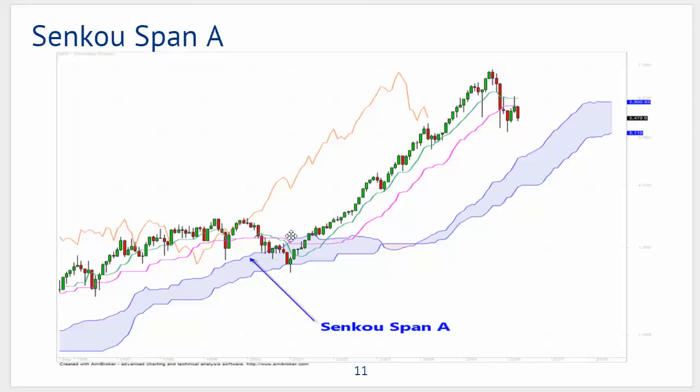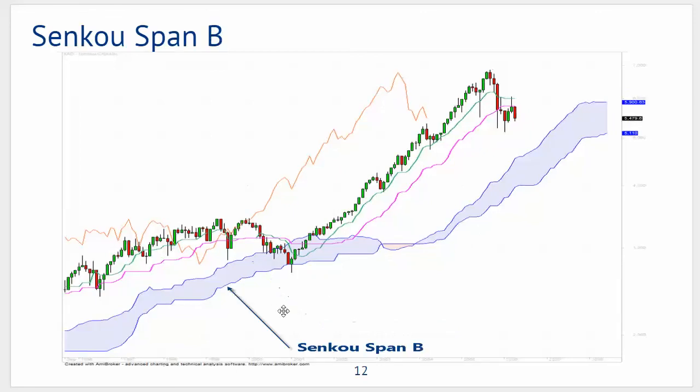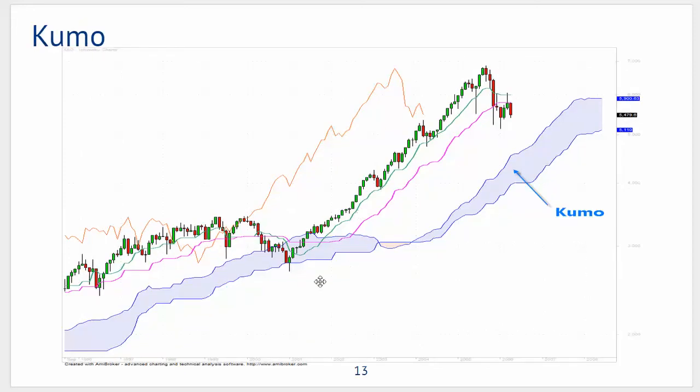Next, the Senkou Span A, and the Senkou Span A is one of the two components that make up what we call the Ichimoku Cloud, and that's the line here that's always on top when we have a very strong long-term bullish bias in this market, on the bottom when we have a downtrend bias in the long-term time frame. The Senkou Span B is the other component of the cloud, and it tends to perform the opposite of the Senkou Span A.